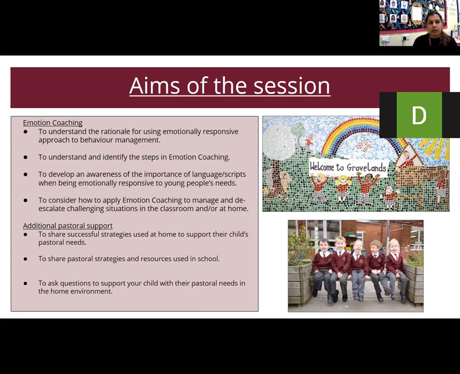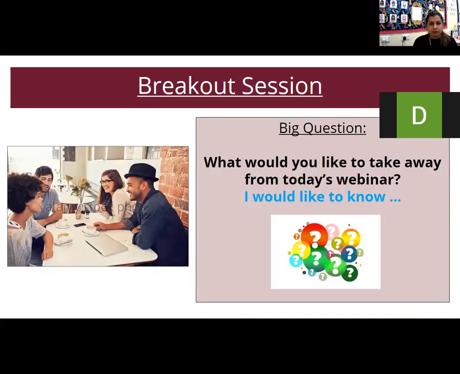So the aims of this session are twofold. We're going to talk about emotion coaching, which is an approach that we use at school, and we're going to be using some of the scripts to support our pupils and thinking about what that looks like. And then the second part of the session is going to be looking at additional pastoral support that we have at school, some of the resources and the strategies that we use to support our pupils with their pastoral needs as well.